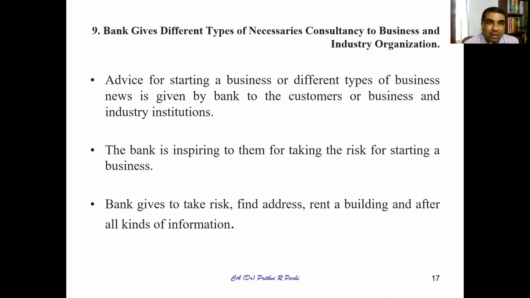Okay, and bank gives different types of necessary consultancy to business houses. There is again one more key role, directly or indirectly. Banks provide various kinds of consultancy services. For example, if you're approaching the bank for a loan, bank may refer to your financial statement, and bank may say your financial issues are not in order. So that gives you a warning that something needs to be taken care of, or your current ratio is not up to the mark, or your CIBIL record is poor, or your balance sheet is showing a wrong trend.